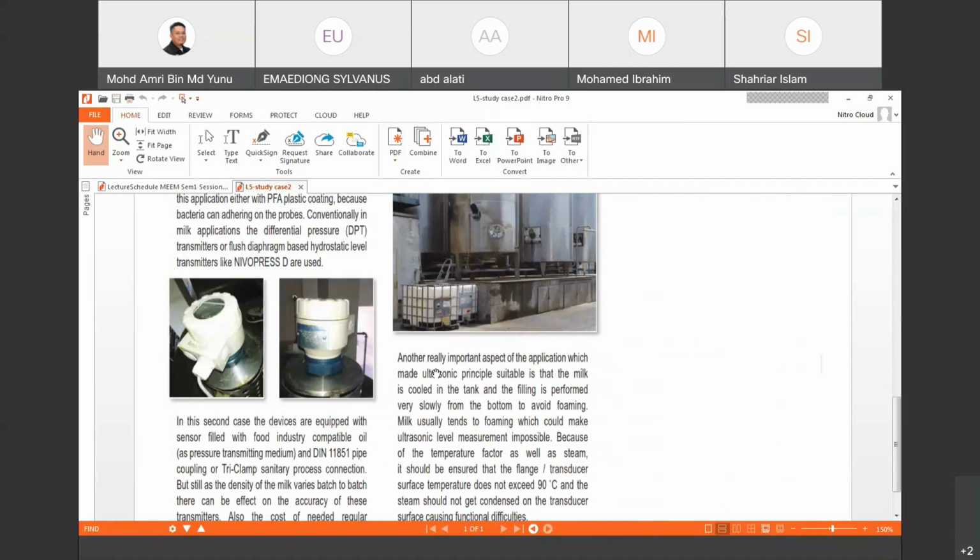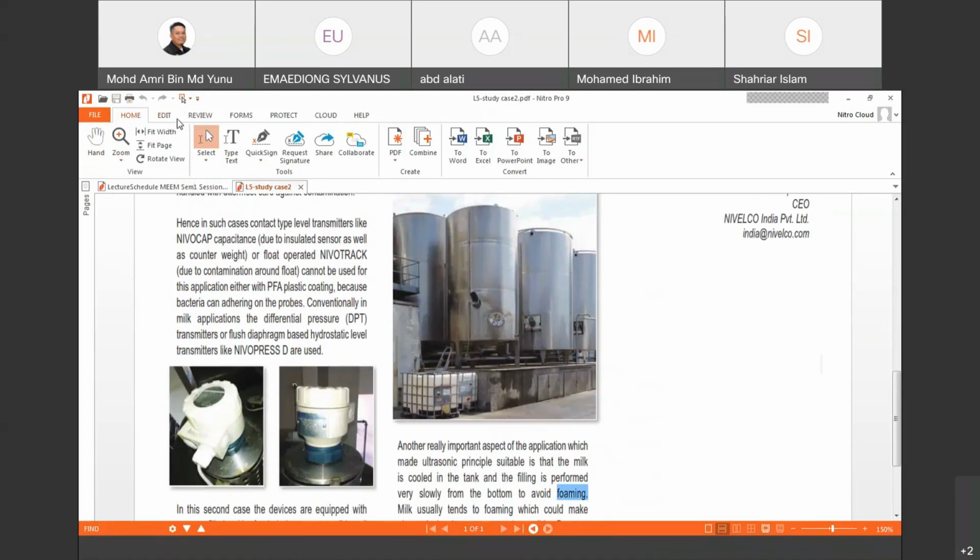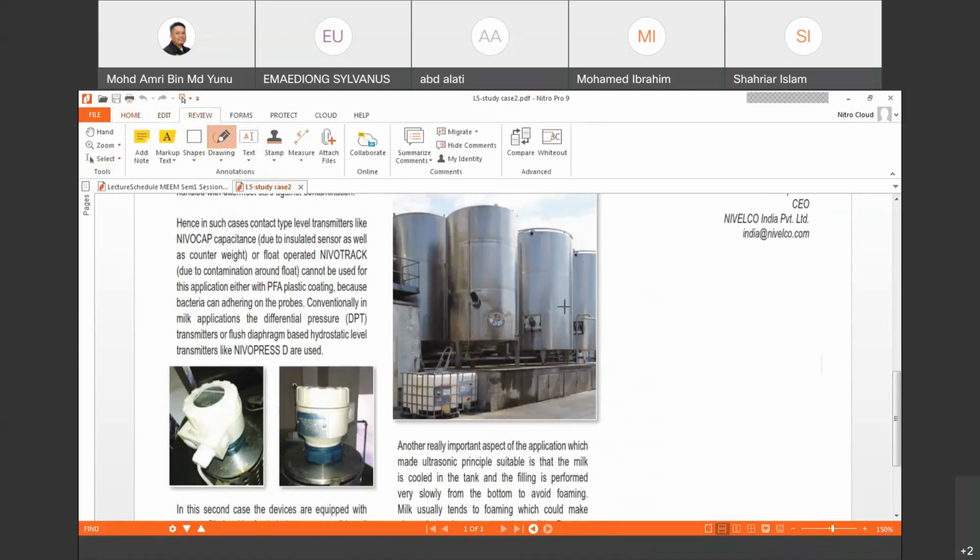In this application there is a statement here about foaming. If the milk is inserted from the top, as we know, milk will promote the formation of foam, so there will be foam on top.